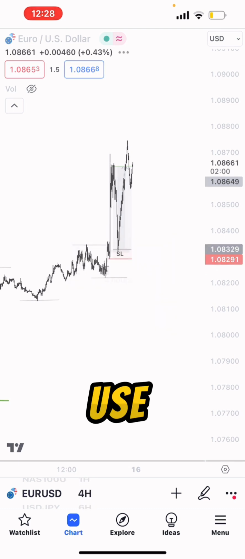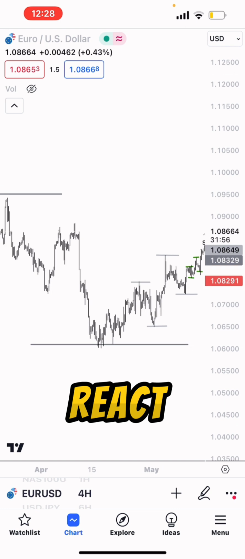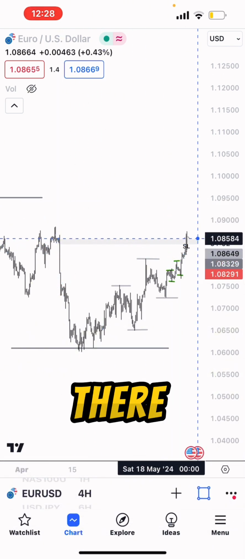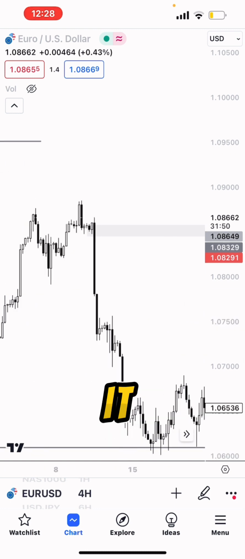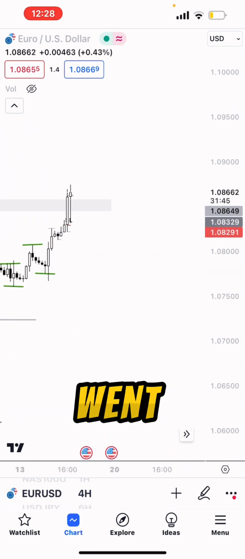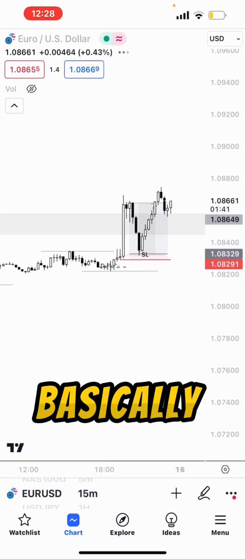So for EUR/USD on the 4-hour, I initially thought that price was going to react from this gap right here that you guys can see. I thought price was going to come there and react downwards, but it didn't. You know why? Because price came up here and went straight through because of the news we had. And because of that, I basically got into a different trade.